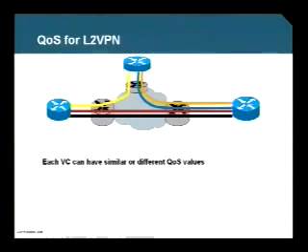In QoS for L2VPN, this is a simple diagram. I'm not showing too much information here. You can see each VC can have similar or different QoS values. It doesn't mean, for example, if I have 5 VCs, all should belong to the same QoS parameters. For each single VC, each single pseudo wire, you can define the QoS. You can define different police levels, different shape levels, different markings based on what they need, depending on the application they are using. So each VC can be different.